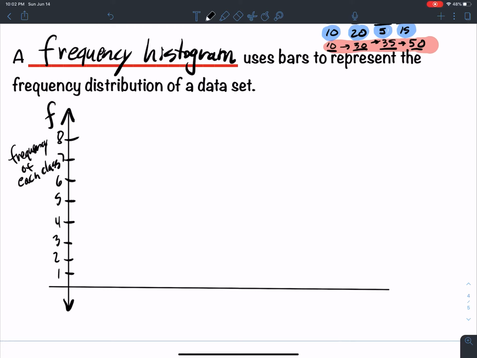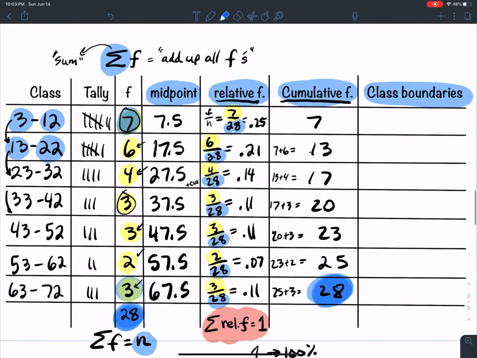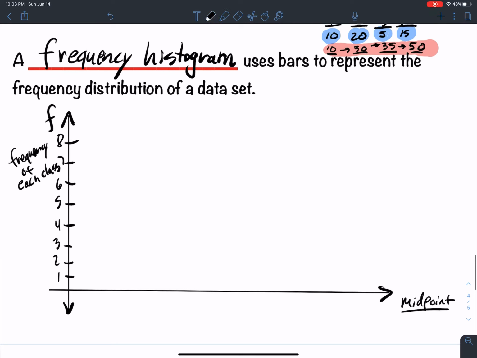what you can do on this axis, there's two options. The first one, let's just call them the midpoints. So we can mark our classes by the midpoints, okay? So what are the midpoints? The midpoints are right here. They're 7.5, 17.5, 27.5, all the way down to 67.5. So this is the middle of each class.